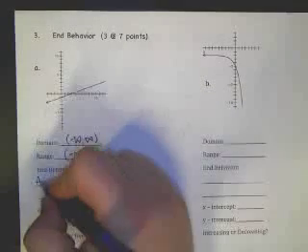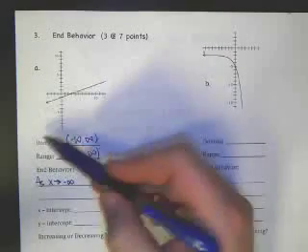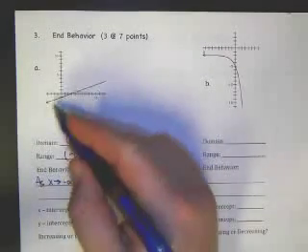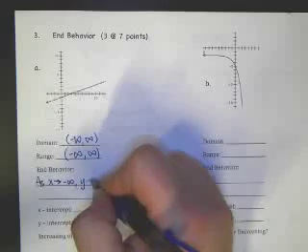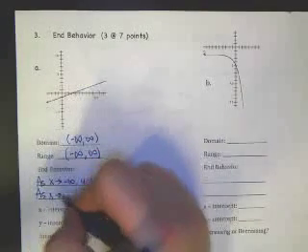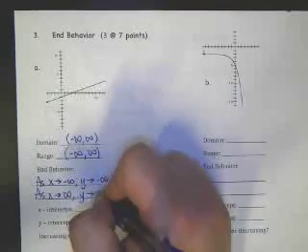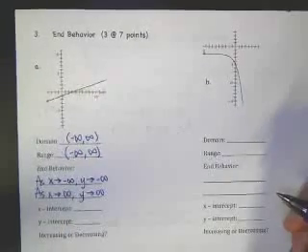End behavior: we start as x approaches negative infinity, so our left-hand side. What's y doing? Well, y is going down, so y is approaching negative infinity. As x approaches positive infinity, in this case we're going up, so y approaches positive infinity as well.